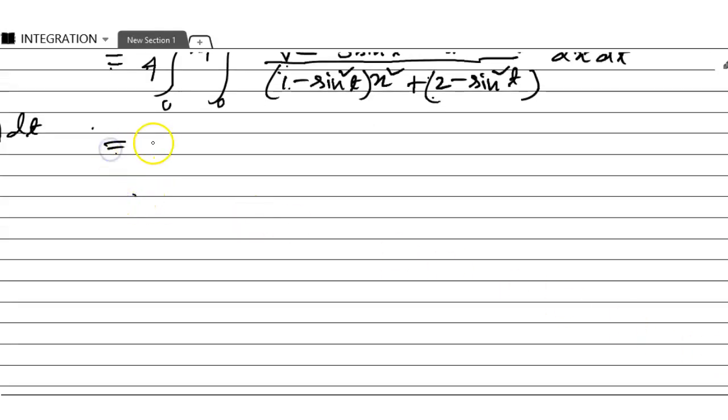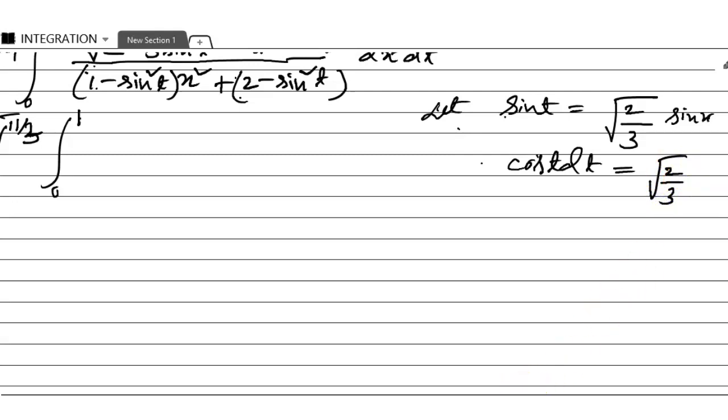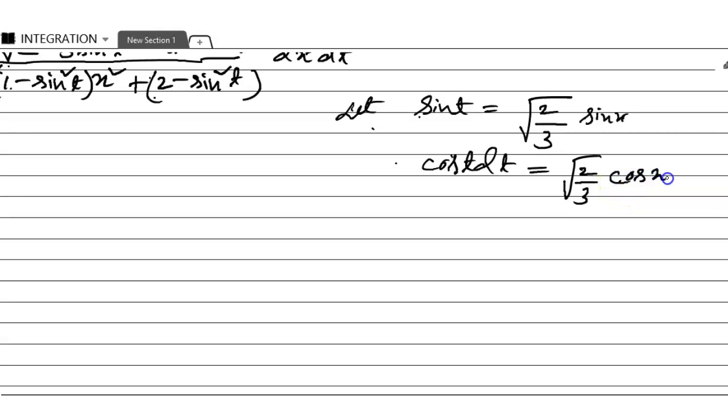So four into 0 to pi by 2, sorry, it is pi by 3 into 0 to 1, because take let sine t equal to root 2 by 3 sine x, so cos t dt equals root 2 by 3 cos x dx.